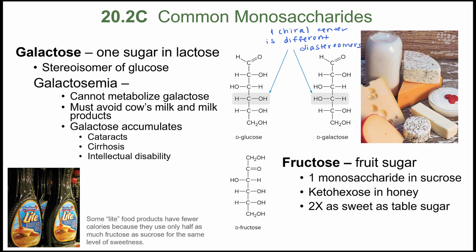And if you recall, the diastereomer has at least two chiral centers, which we have here, and they're not enantiomers of each other. A lot of the chiral centers match up. One of them is different, so that's going to make this pair a diastereomer.